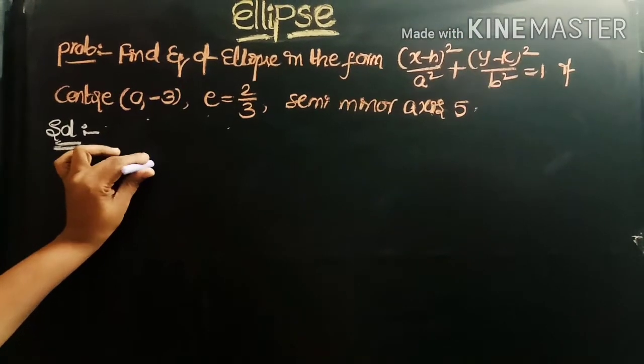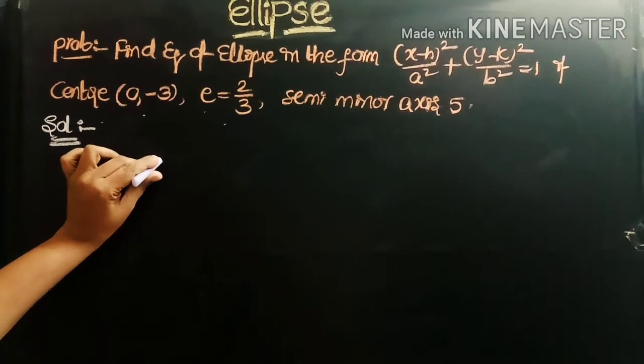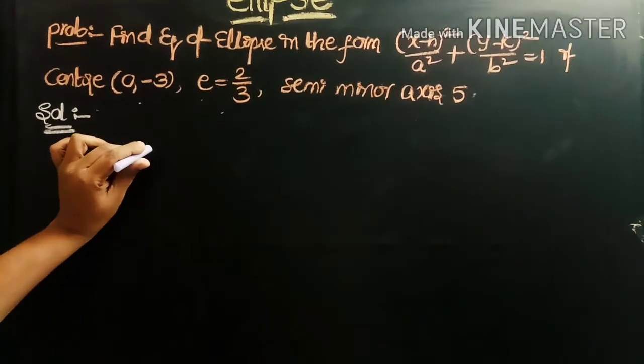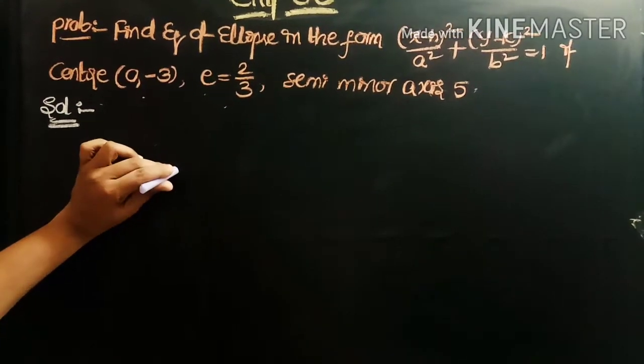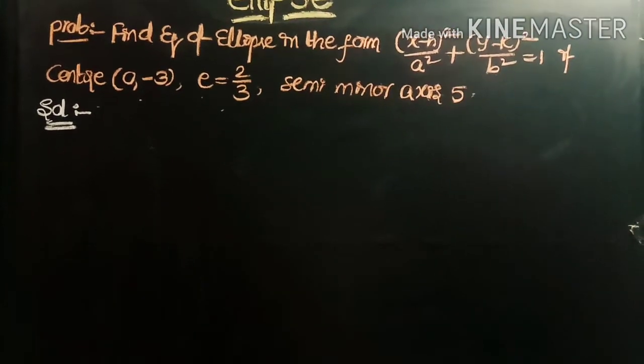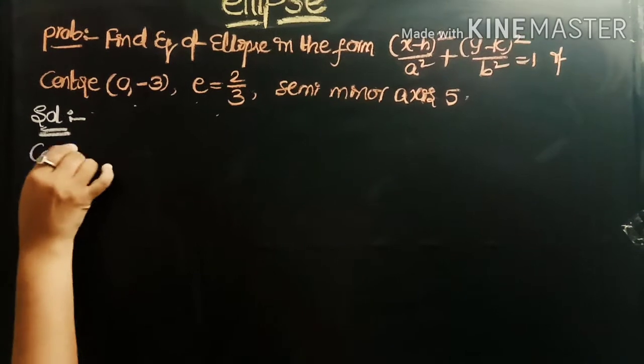So given that center, eccentricity and semi-minor axis, now we want to find the equation of the ellipse. Now here we can take the equation of the ellipse in any of the two forms, either in the case a greater than b or in the case a less than b. So we will solve the problem in two cases. In the first case we take that a greater than b, and in the second case we take that a less than b. So first we are solving the problem in the first case, case 1.